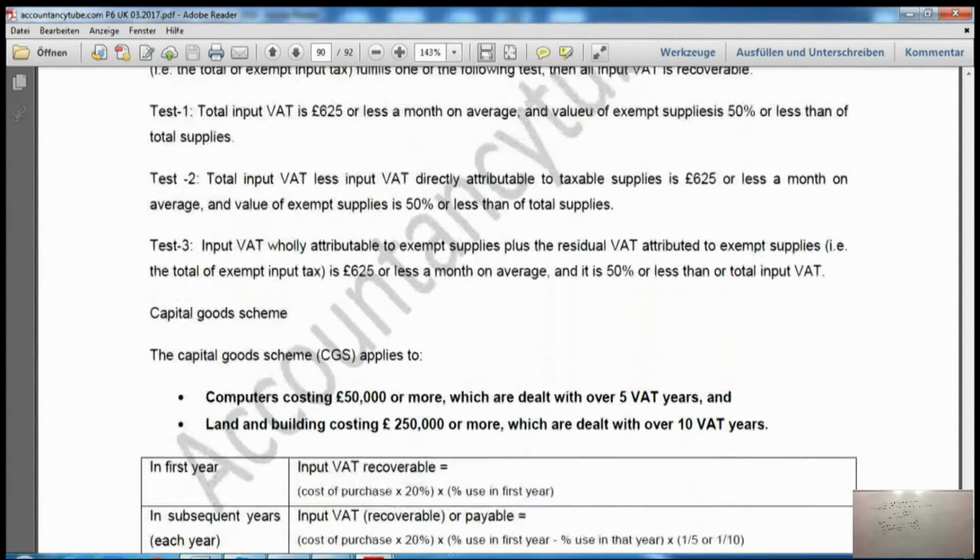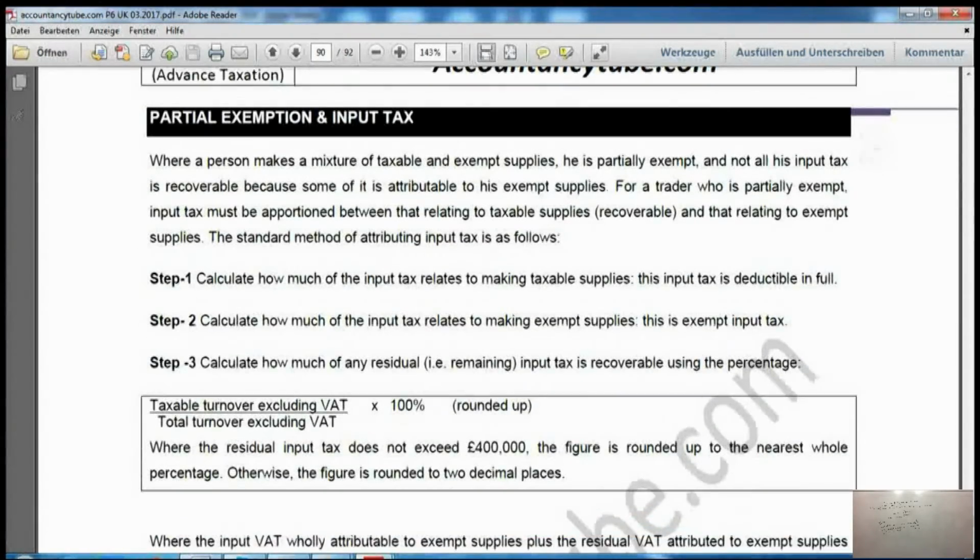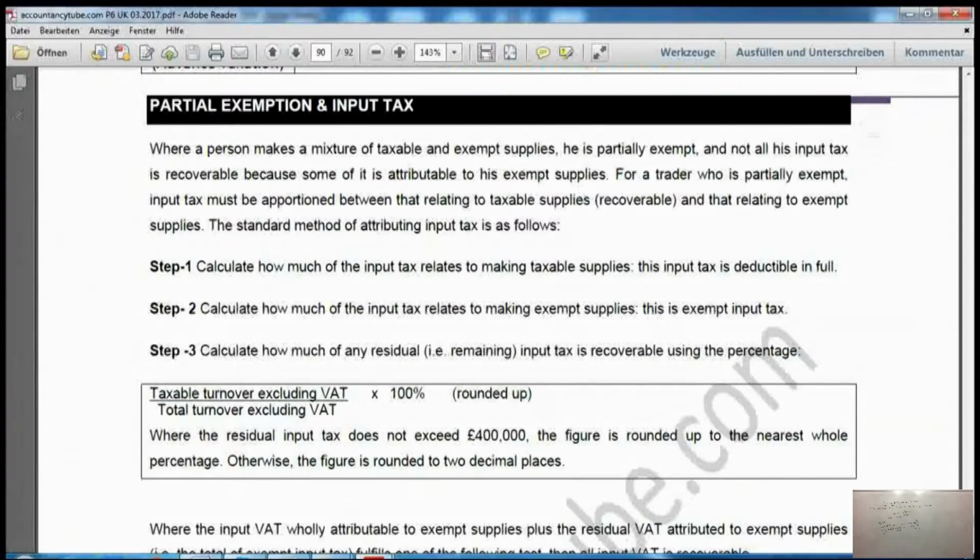Now let's go back to our notes. Right then. Now I'll just go a little to the start of the page. It is page 90. The second thing which we have to start is partial exemption and input VAT.